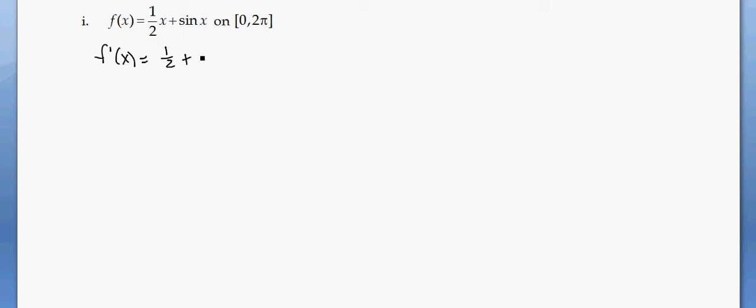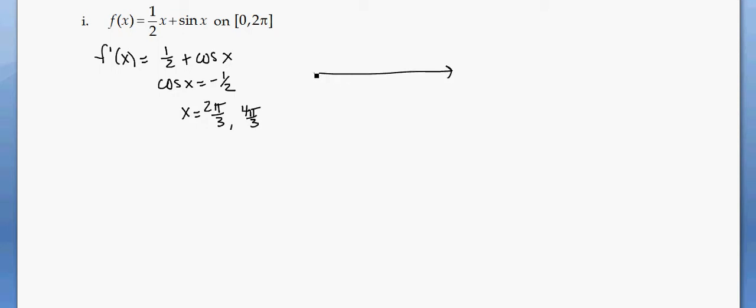We get derivative is 1/2 plus cosine of x, and I want to know where is this either 0 or undefined. Certainly this is never undefined, so I'm really just solving where is cosine of x equal to -1/2. So that's going to happen on this interval at 2/3 pi and again at 4/3 pi.